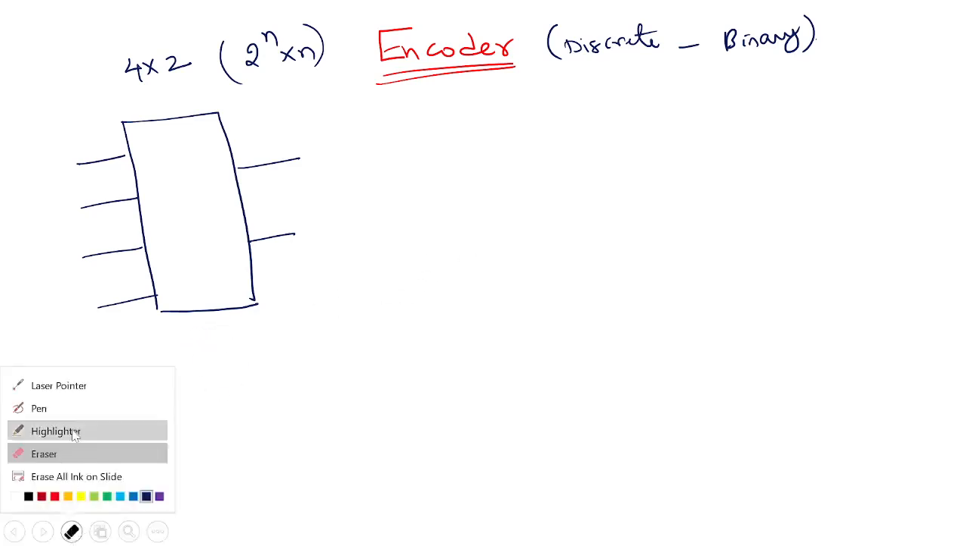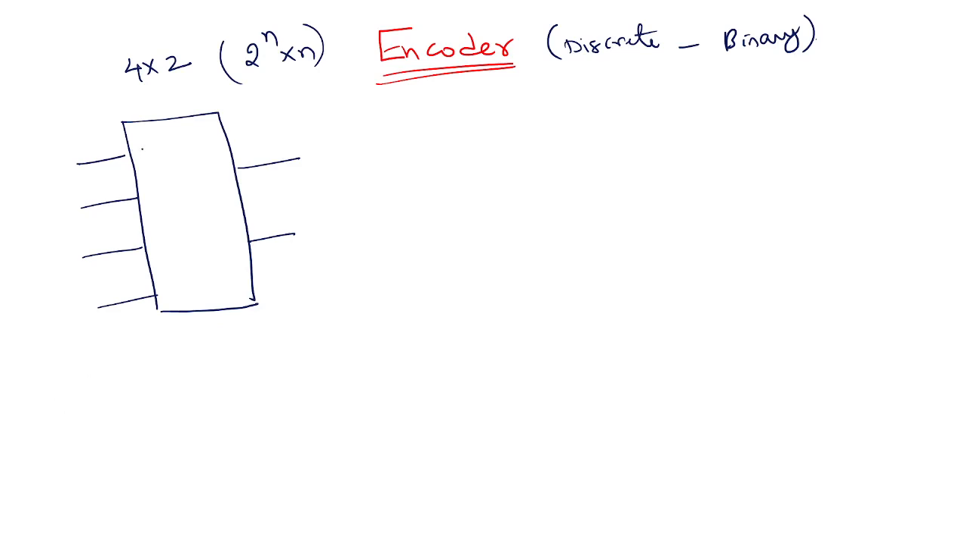No select line, right? So 0, 1, 2, 3. Here we should be very careful about which is the MSB and which is the LSB of the output. Let's say this is MSB and this is LSB: Y1, Y0. Correct? Here we have I0, I1, I2, I3. Correct? So let's see how this works.